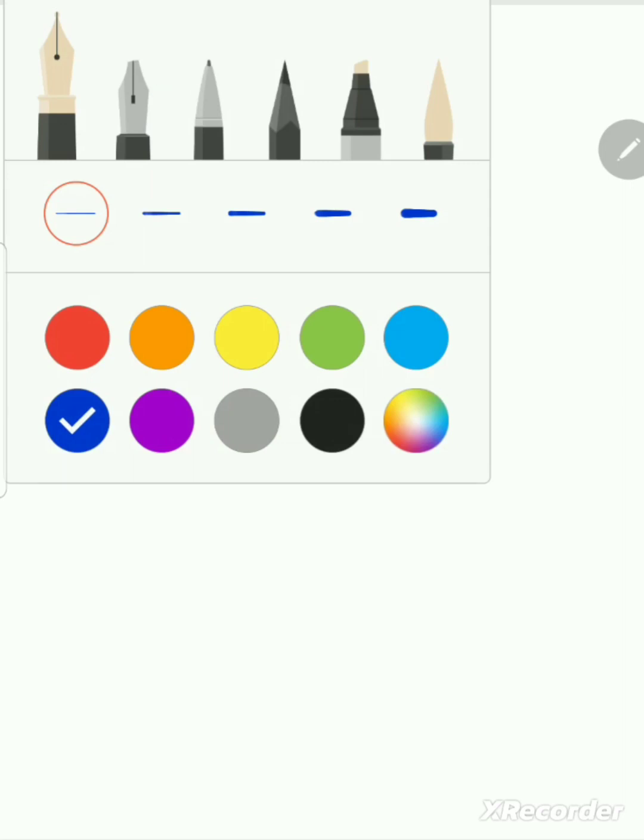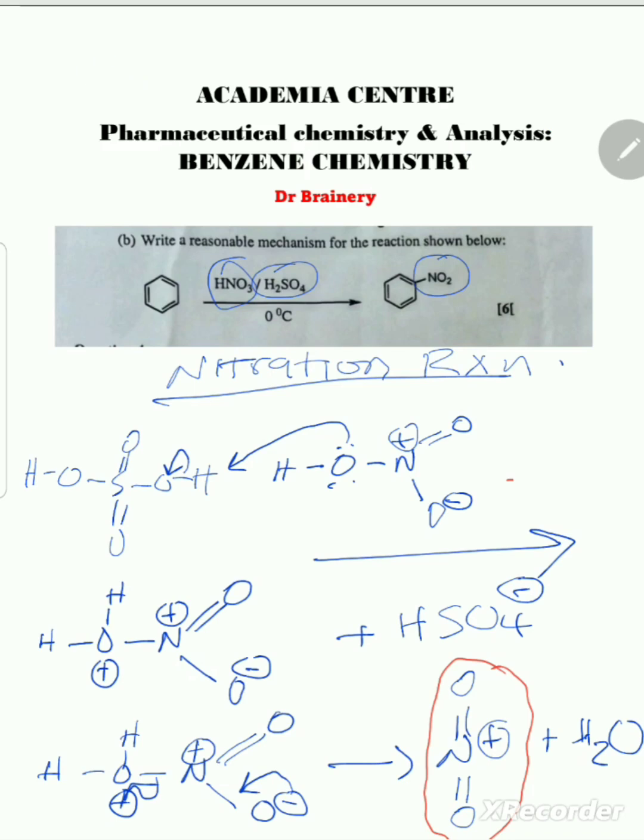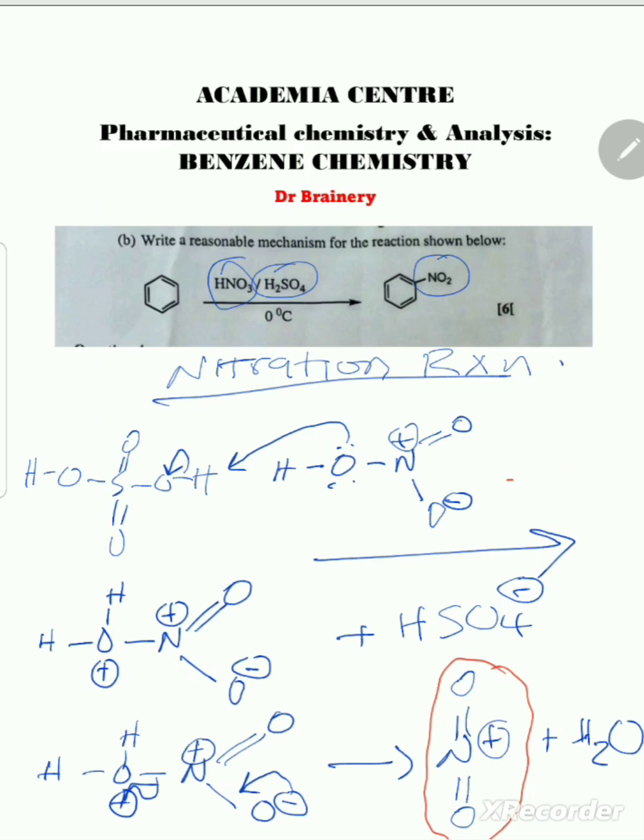Then remember we said step number 2 is that a pi electron or pi bond of a benzene ring will attach itself to an electrophile to form a non-aromatic carbocation. So here this is an electrophile which we're having.